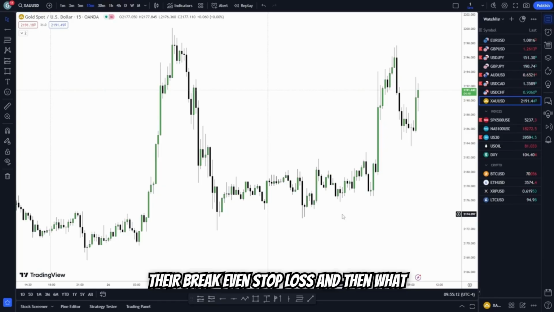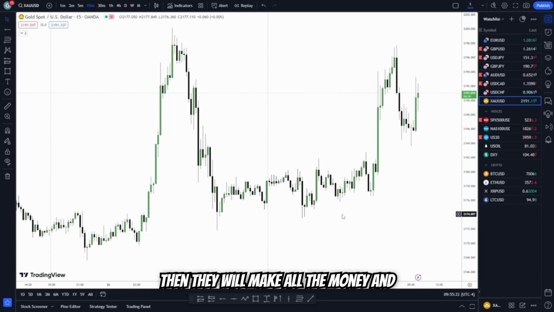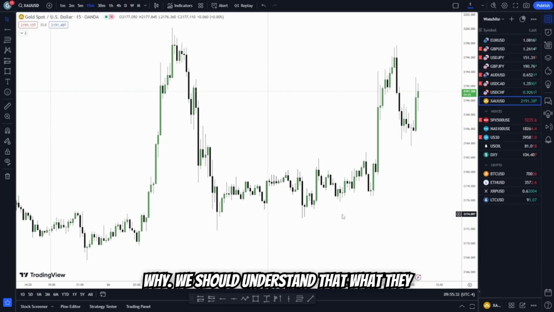and then they will move the price a little bit below and take the break even stop losses. And then what they will do is the opposite of everyone. They will do the opposite of everyone, make all the money, and take the stop losses of every noob, every small trader, traders like us. They will take all the money and go. So that's why we should understand what they are doing.